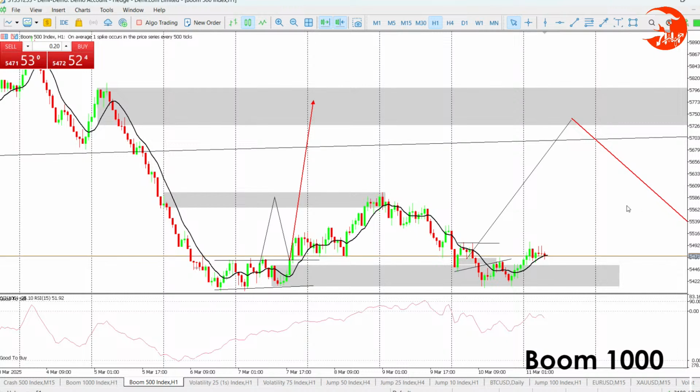Boom 500. Let's see, what are we looking at? I think I made an entry here. No, I had some buy limits which I later closed out because of what I had seen. I was waiting for this. That was last week. Then it did that. It reacted. Now this was the reaction coming back to that order block. There's a fair value gap and what have you.